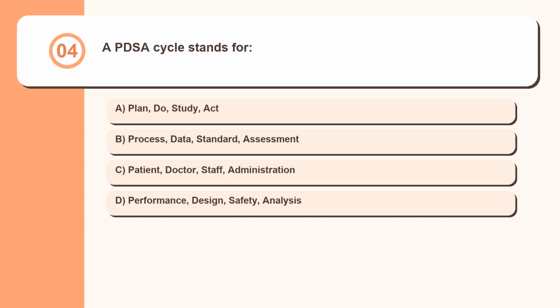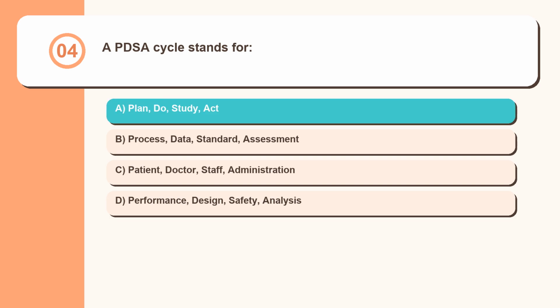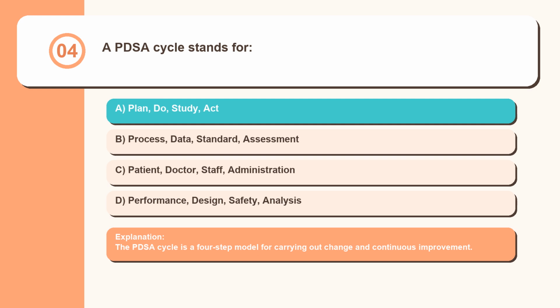Question 4. A PDSA cycle stands for plan, do, study, act; process, data, standard, assessment; patient, doctor, staff, administration; performance, design, safety, analysis. The PDSA cycle is a 4-step model for carrying out change and continuous improvement.